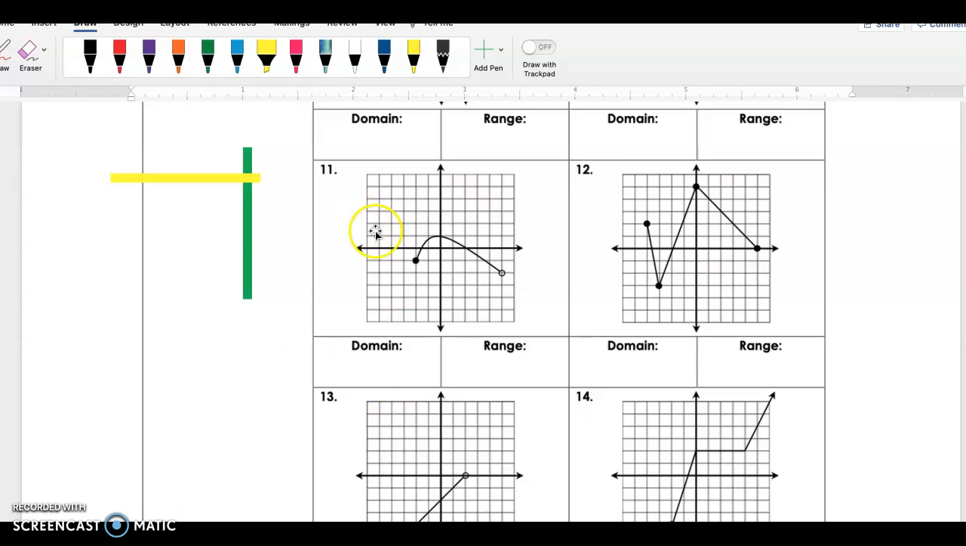Okay, so let's look at number 11 where it has that open dot that I was talking about. So again, domain, we go left to right. So as we go left here, as we start from the left and move right, we hit, I think this is -6, -5, -4. We're not hitting the graph yet. We start hitting the graph right here at this dot. Do you know what that value is?